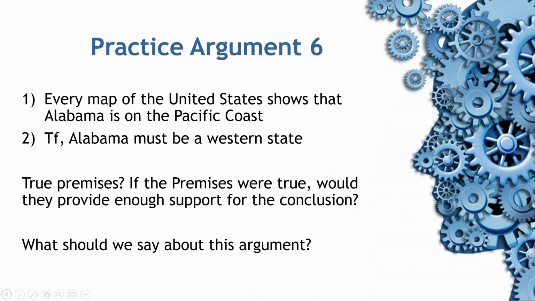So we already know the argument's bad, but let's look at the other question for the sake of completeness. If it were true that every map of the United States showed that Alabama was on the Pacific coast, would it be more likely than not that Alabama was a western state? The answer to that is yes. If every map showed it, then it would probably be the case that Alabama was a western state.